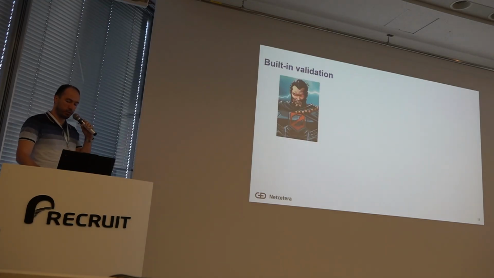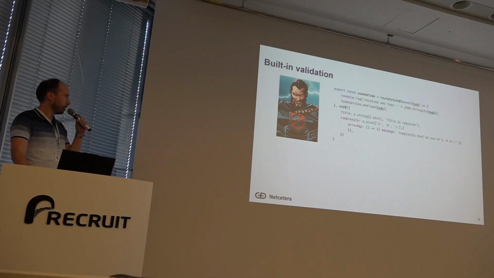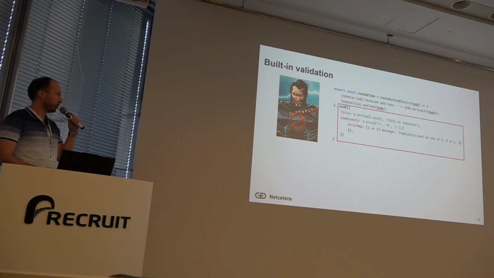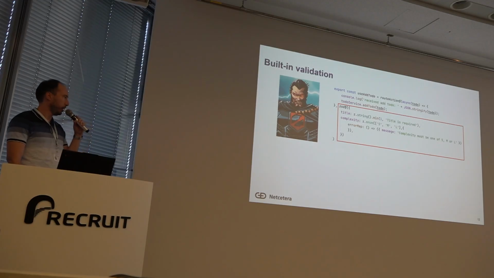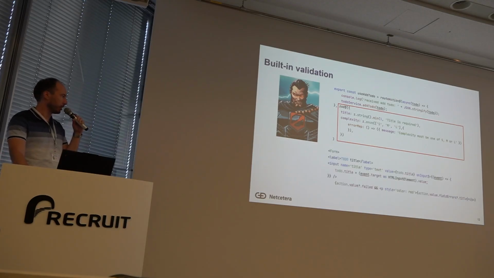Regarding the validation, the built-in validation is with Zod. As we can see here in the example, I have a simple to-do app that has two properties, title and complexity. And then, as we see, the title is a string with minimum length of 1, meaning that it's a required property. And regarding the complexity, it can be one of small, medium, and large. And also, there is a possibility to override the default error messages in case the validation fails.